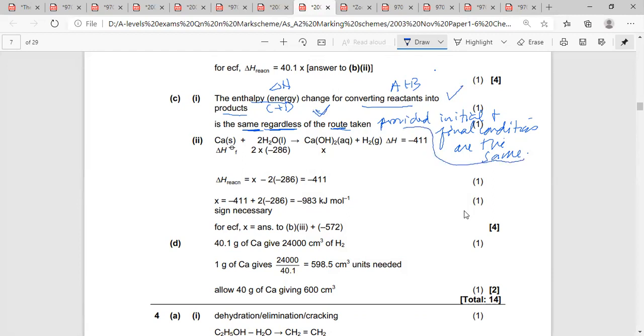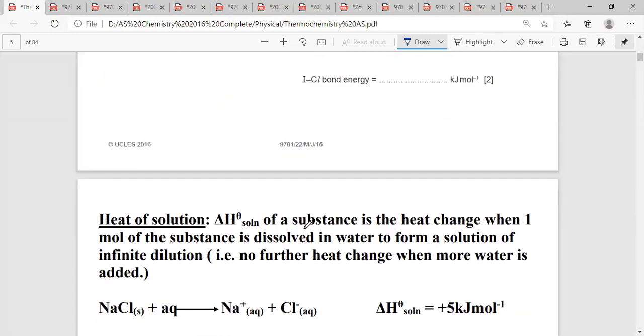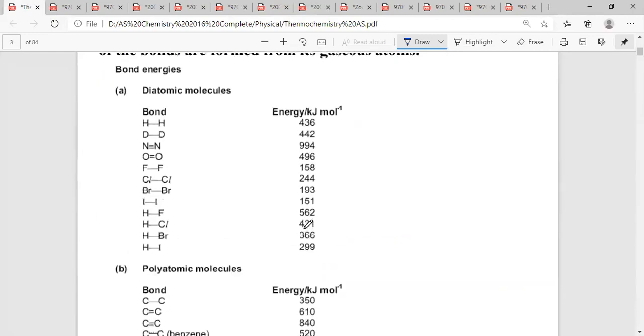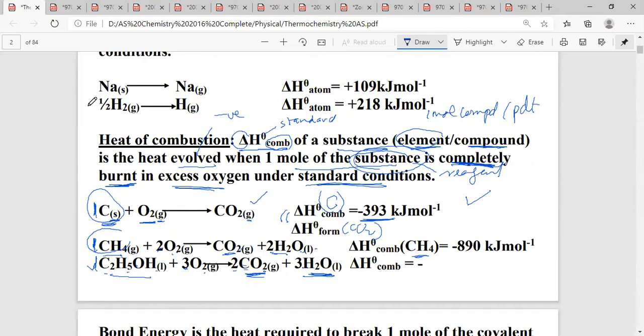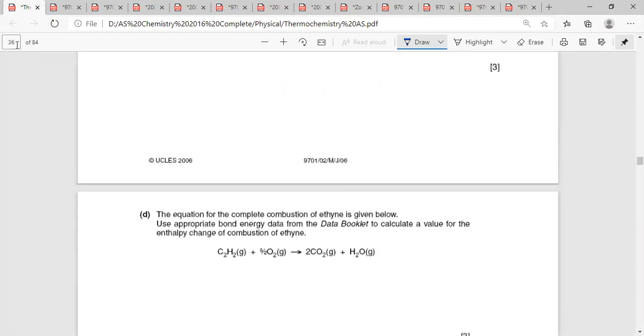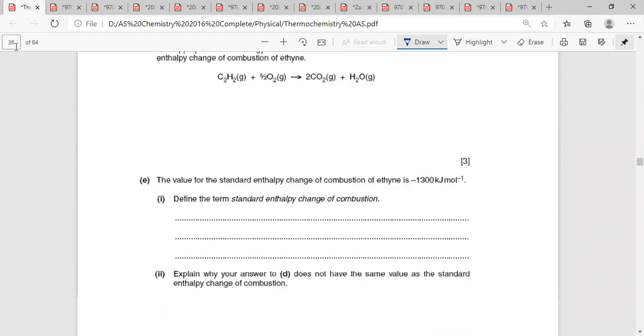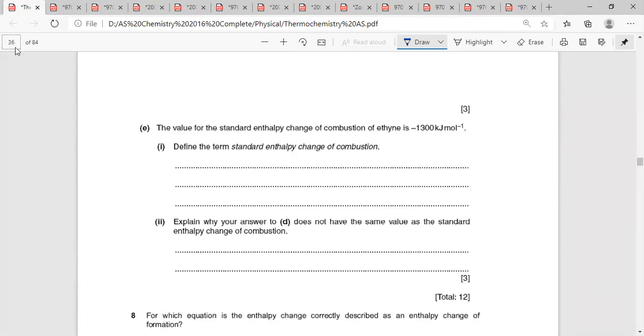Okay, right. Now next one, of course, I forgot to tell you over here, the combustion. I don't know why I didn't do it first. Oh yeah, I did. Now I forgot to give you the question in the past question. Okay, never mind. 36, here we are. See, define the term standard enthalpy change of combustion.